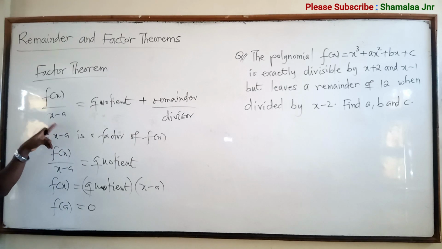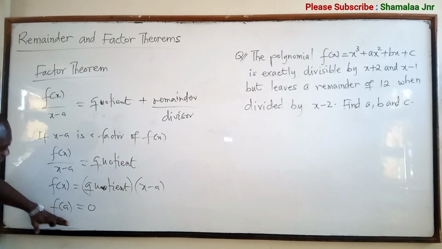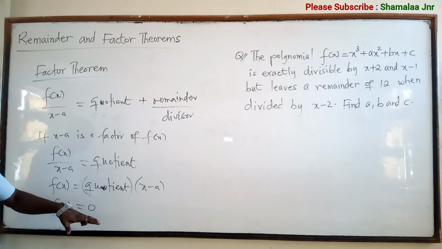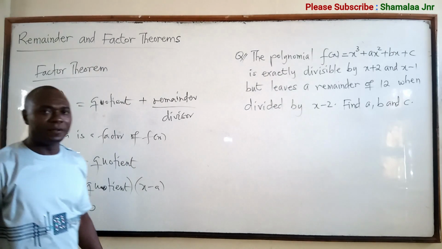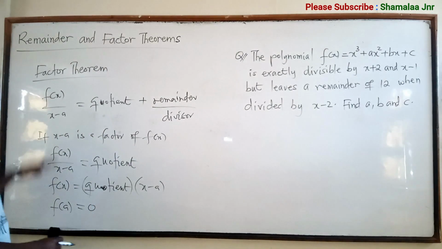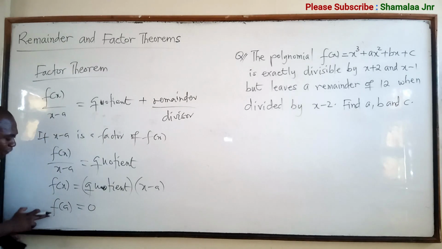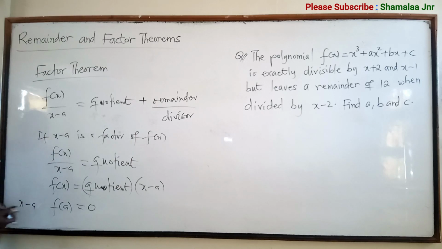Yes, if x minus a is a factor of a given polynomial f of x, then f of a is equal to 0. On the other hand, if f of a is equal to 0, what it means is that x minus a is a factor of that polynomial. When you have a polynomial and then you find f of a and it is 0, then what it means is that x minus a is a factor of that polynomial.